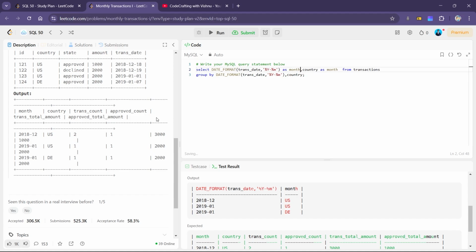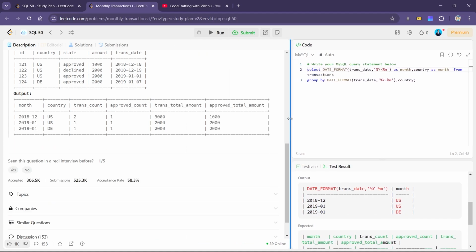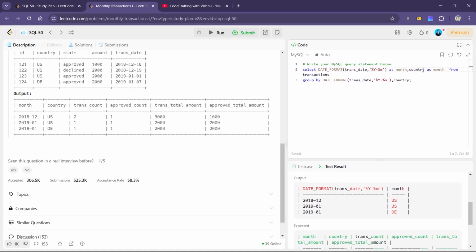Then the next one is country. The third one will be transaction count. So transaction count will be nothing but the sum of entries in this group. So count of these entries as transaction count.